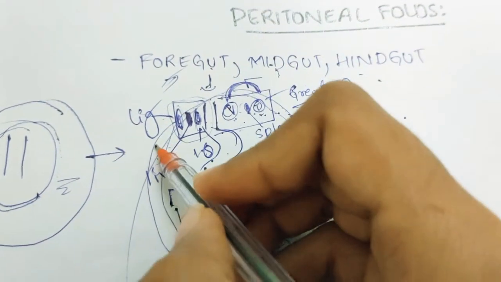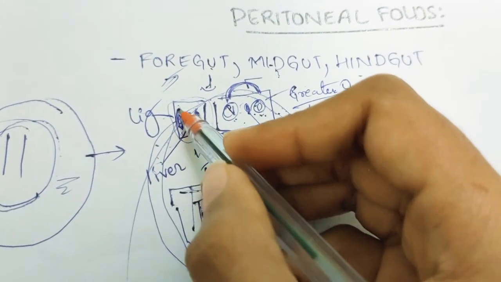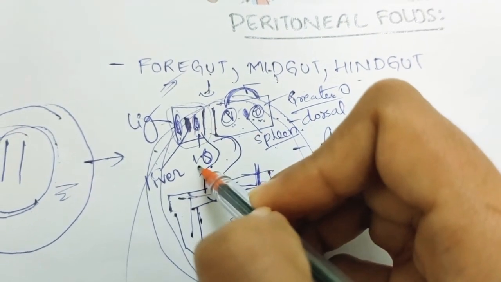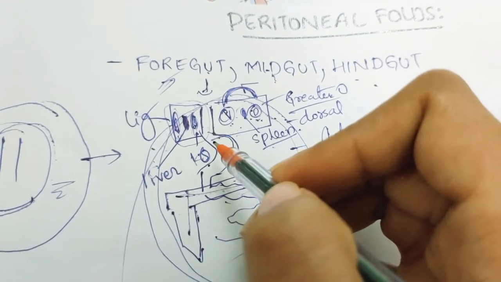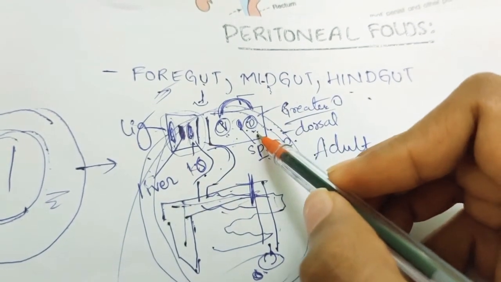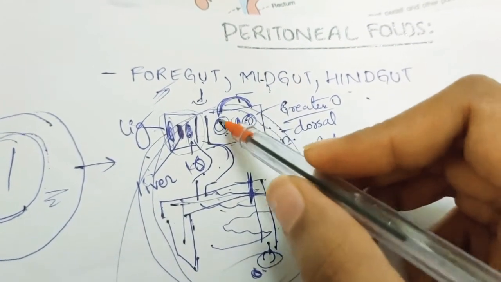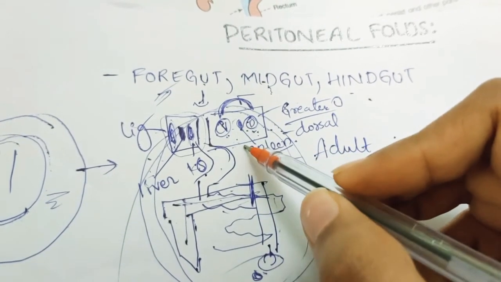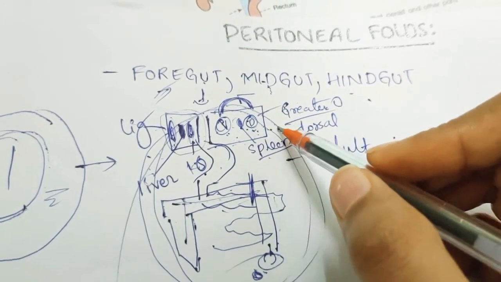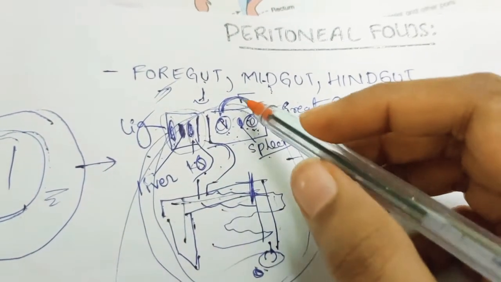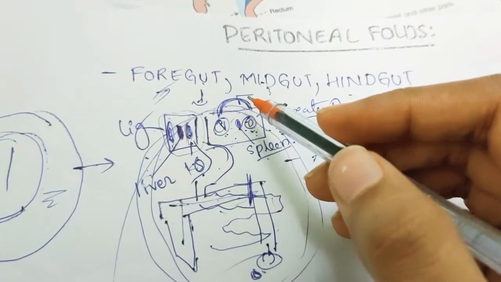In the ventral mesogastrium, on the ventral side you have the liver ligaments, and on the dorsal side you have the developing lesser omentum. Okay, here there is the greater omentum. In the greater omentum, because of the spleen, it is divided into ventral and dorsal sides. On the ventral side you have the gastrosplenic ligament. On the dorsal side you have the lienorenal ligament. On the cranial most part of the dorsal mesogastrium you have the gastrophrenic ligament.